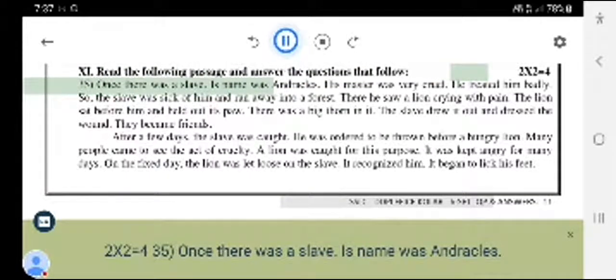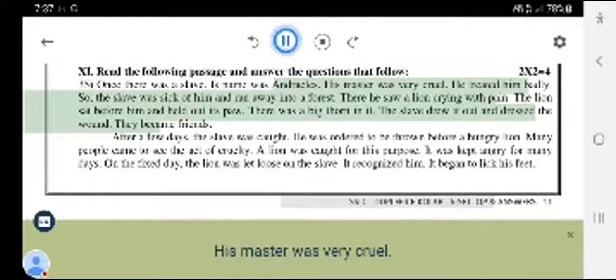2x2 = 4, 3, 5. Once there was a slave. His name was Androcles. His master was very cruel. He treated him badly. So, the slave was sick of him and ran away into a forest. There he saw a lion crying with pain.